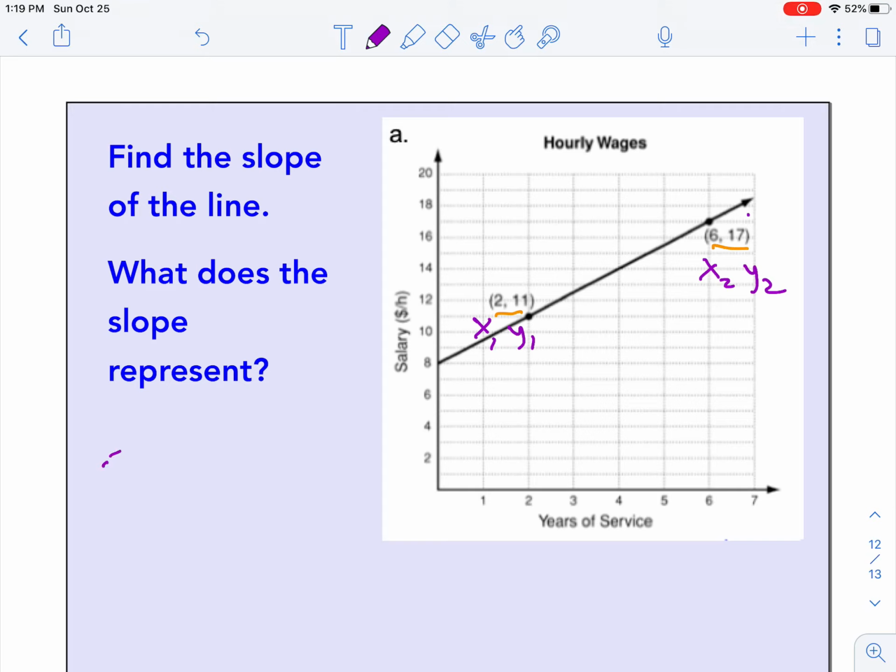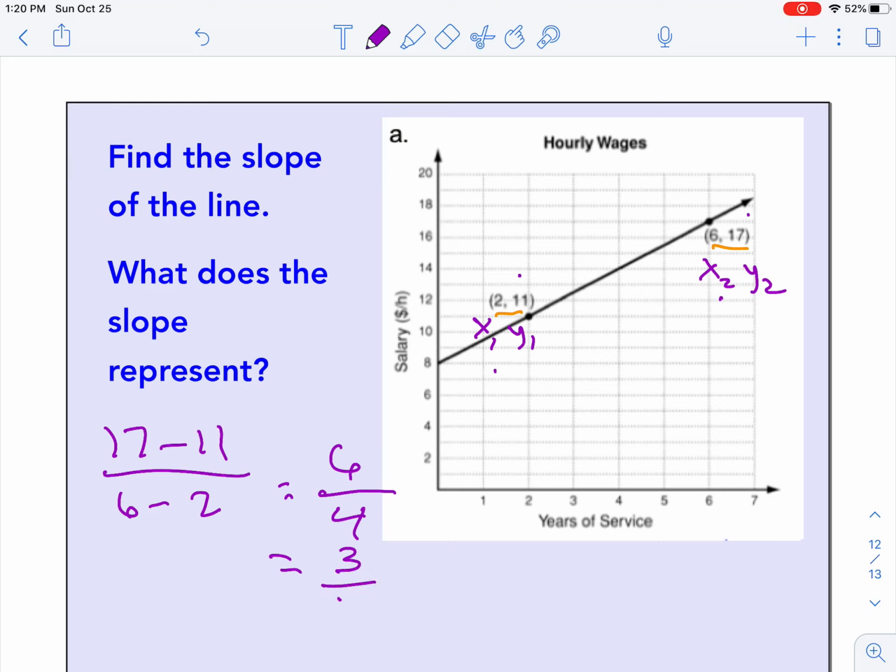This is my first ordered pair, and this is my second ordered pair. So now I take my second y value right here, 17, and subtract my first y value, which is 11. Divide that by my second x value, 6, minus my first x value, 2. So that gives me 17 minus 11, which gives me 6 for my rise and 4 for my run, which is 3 over 2. So this is the slope of the line.